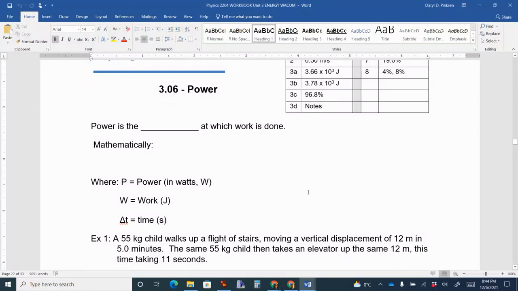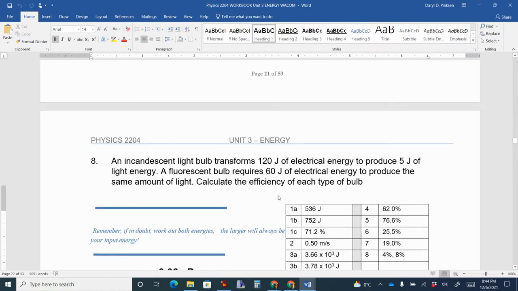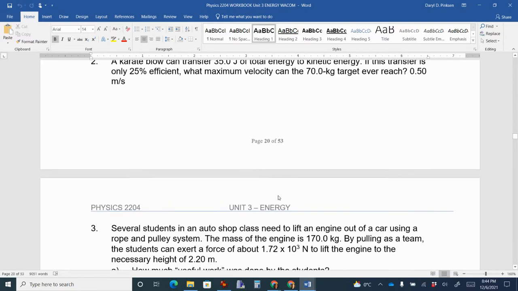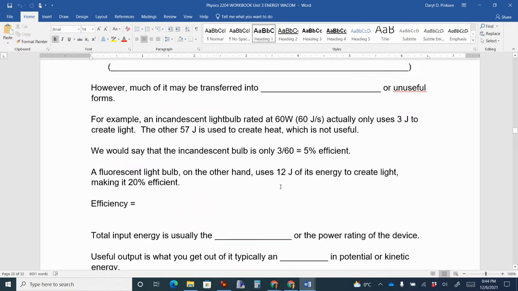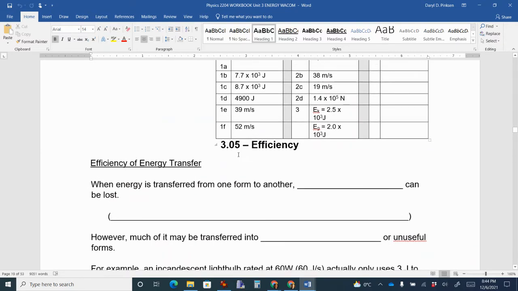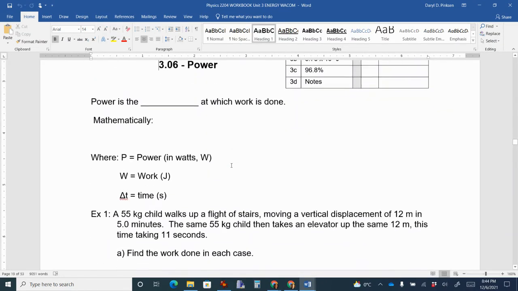Well, folks, we're going to move on in the booklet today. We finished with the conservation of energy. That was the end of page 18. And there are two other concepts that I need to teach you about. One of them is efficiency, and the other one is power.